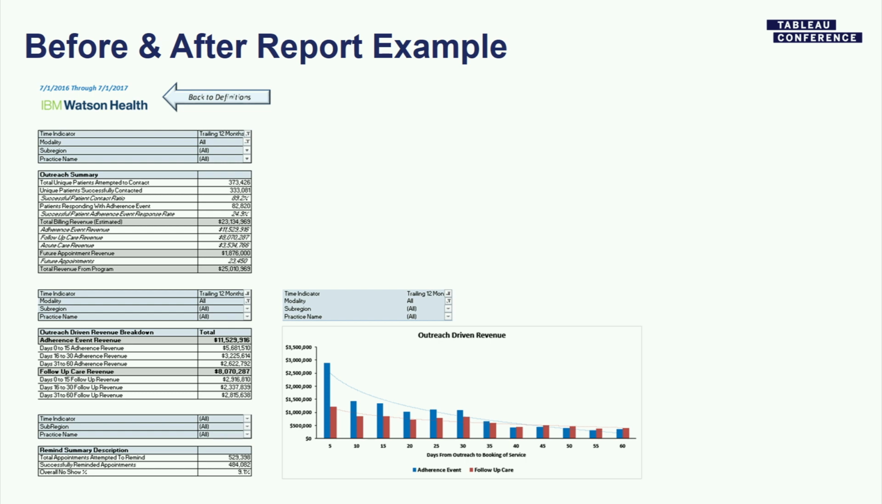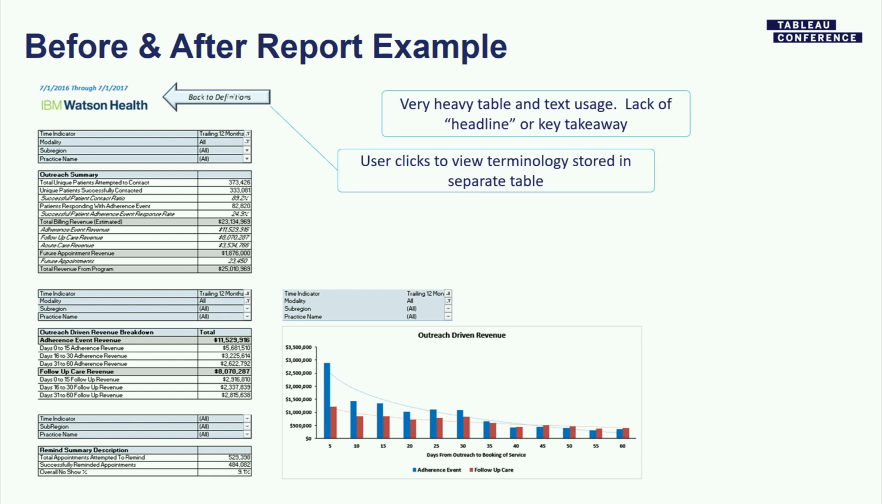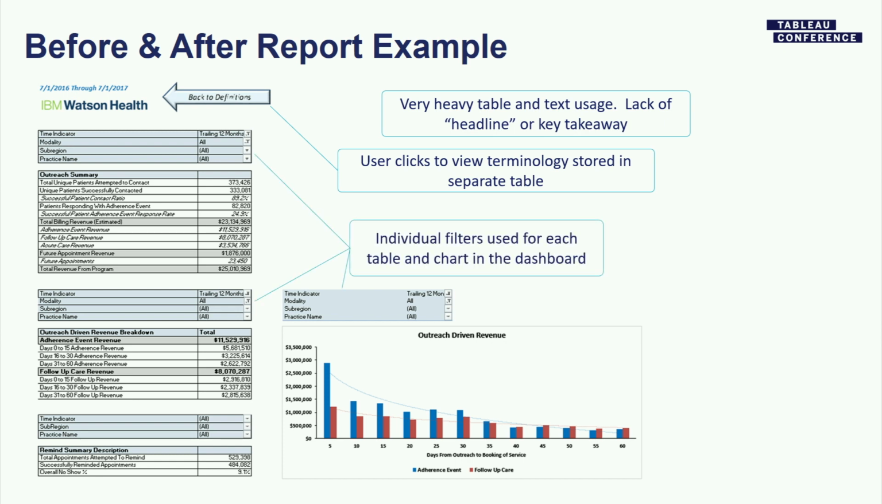So again, this is a quick screen grab of what our report looked like in Excel. As you can see, you had the filters, you had definitions. We used buttons to go back and forth between those pages. A lot of the real estate was used for filters, and you'll notice that even the pivot chart has its own filters.